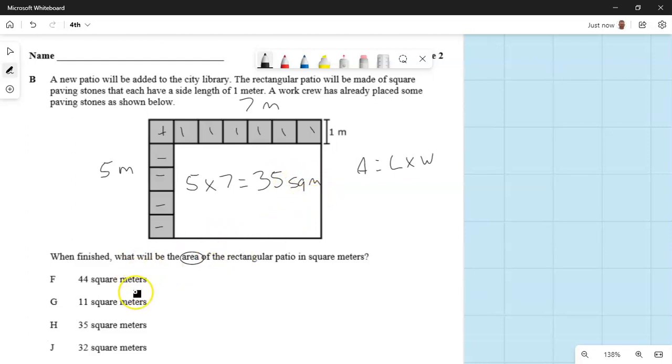Okay, we look at our answer choices really quick. First thing I'm going to look at is I can see one of them is if you just counted the squares that are showing, 1, 2, 3, 4, 5, 6, 7, 8, 9, 10, 11. That's one of your answer choices, but that's not how you do it. What we actually did, we multiplied 5 times 7, and 5 times 7 is 35. So the correct answer on this one is 35.